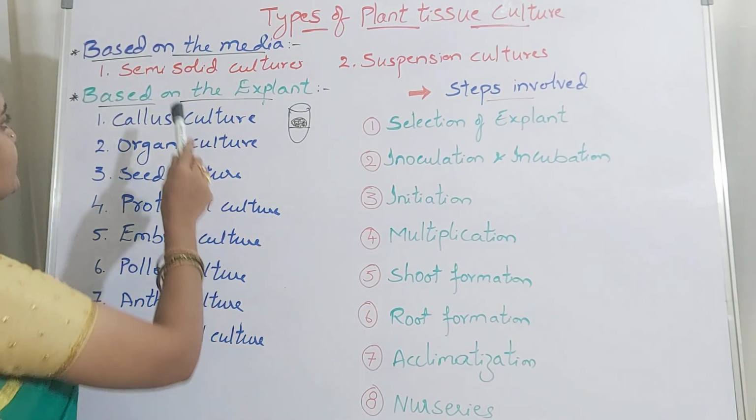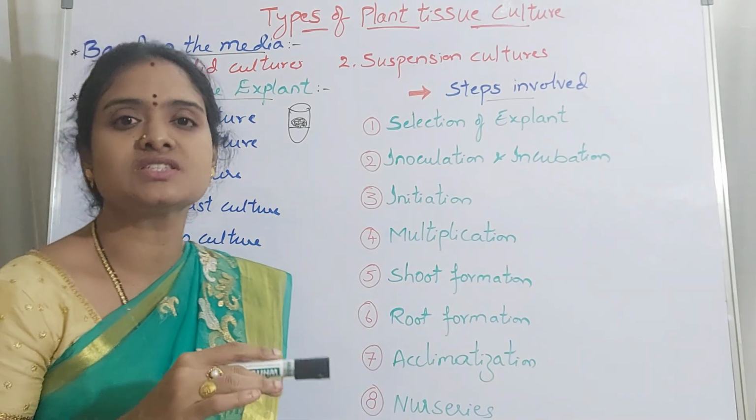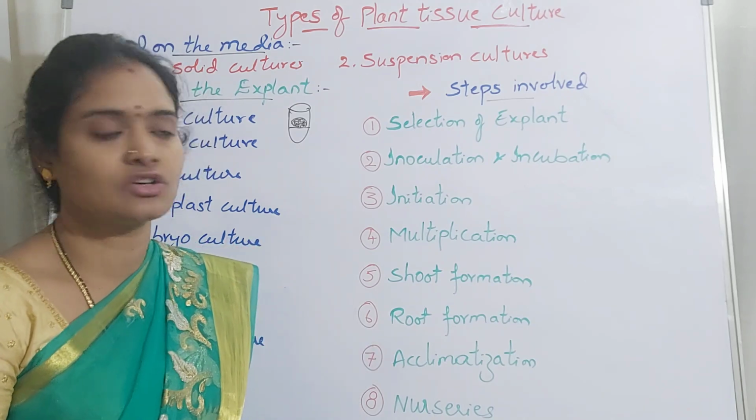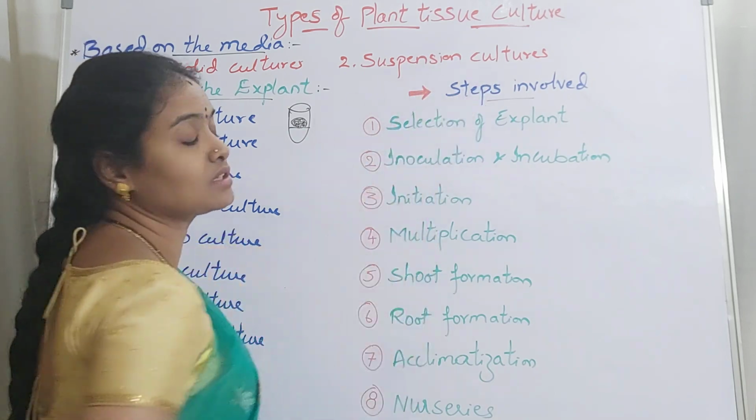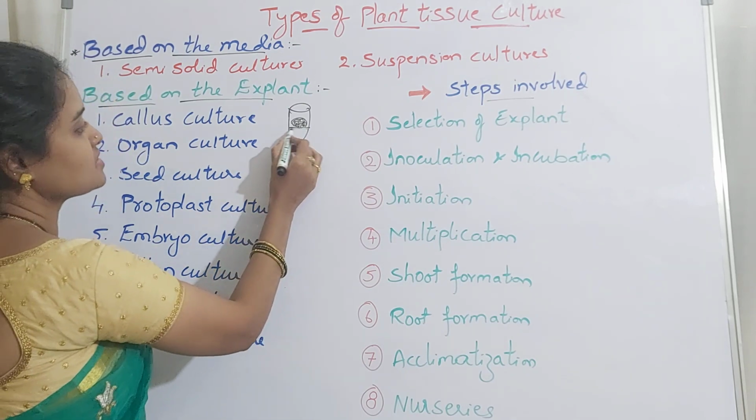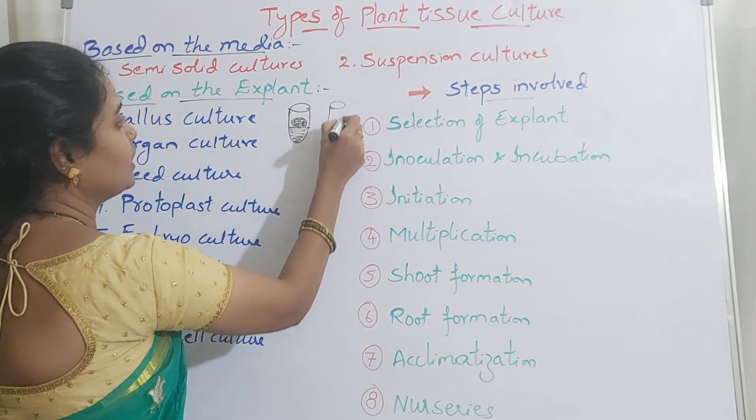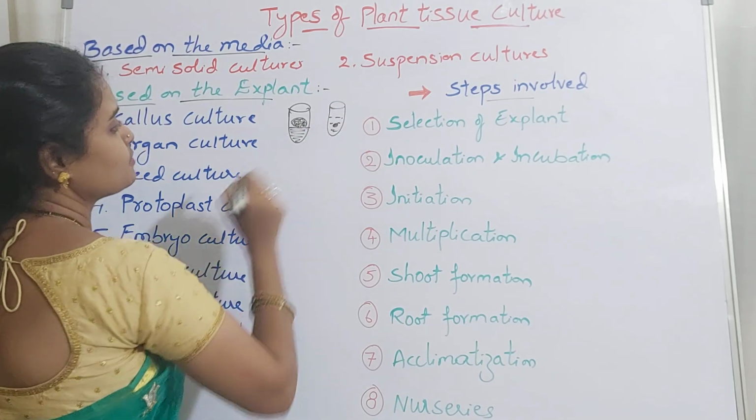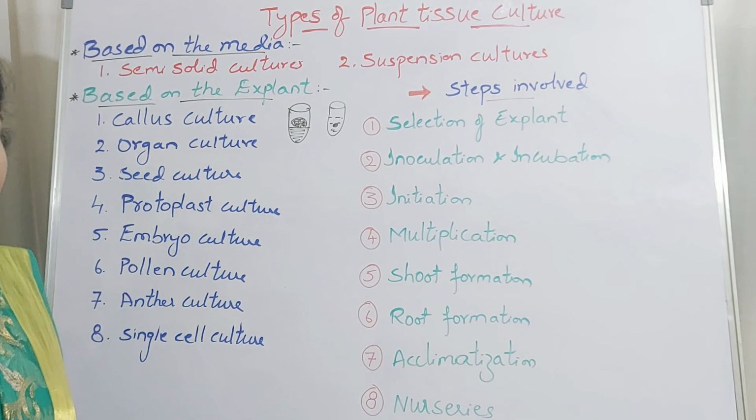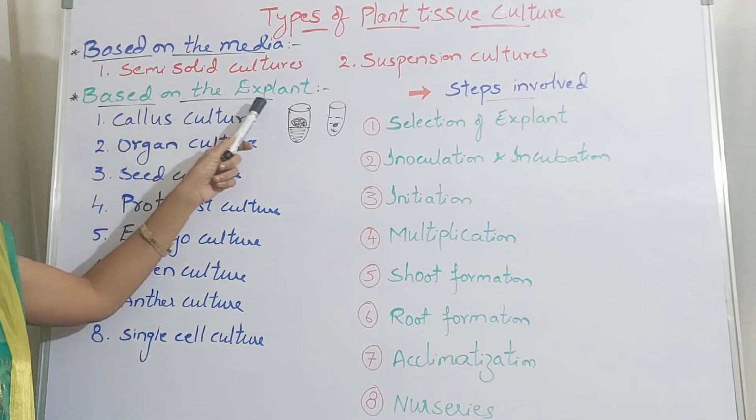Right? So in the case of semi-solid cultures, the explant will be inoculated over the surface of the semi-solid media. You will be embedding it halfway over the surface of the media. Whereas in suspension cultures, it will be freely floating in the liquid. So here you can see this is the semi-solid media where the explant is over the surface. If it is a liquid media, the explant will be suspended and cultured inside the liquid. Is that clear?